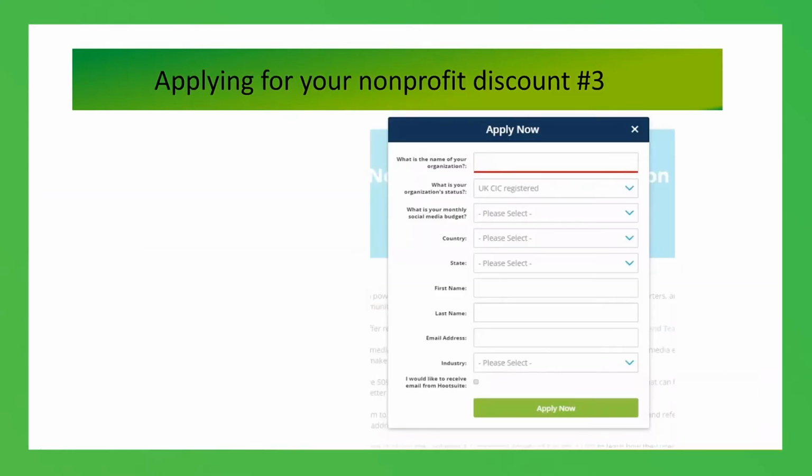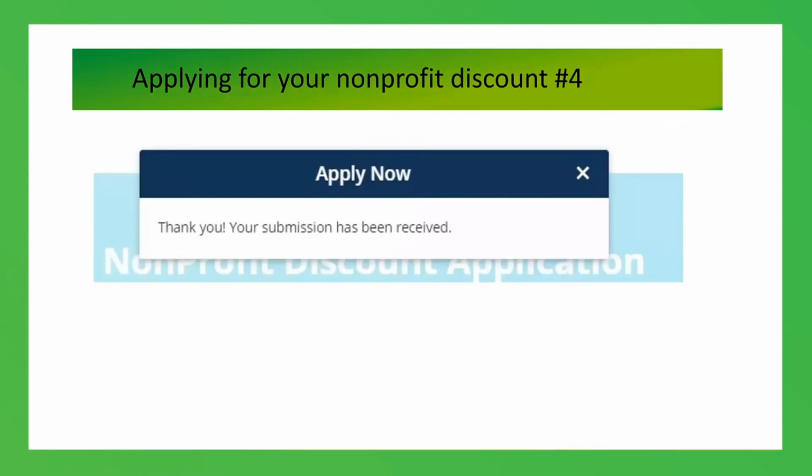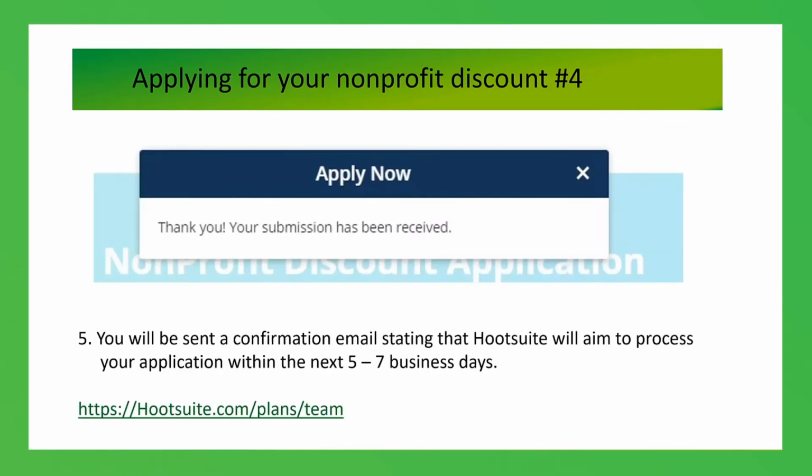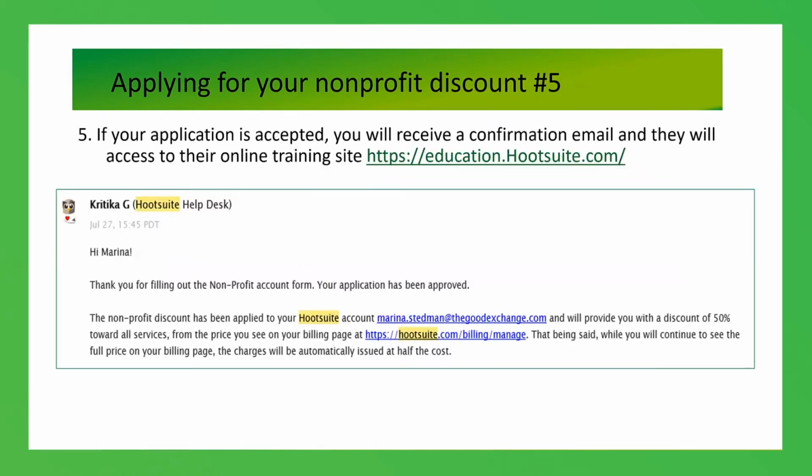Then again, fill in a form about what your organisation's status is, where you're based, what you do, and click on apply now. So this pop-up will come and you'll get an email confirmation from Hootsuite saying, thank you for your application. We aim to process it within the next working week. When your application is accepted, you'll get an email like this. Your application has been approved. And then what it means is on your billing page, you will only be billed for half the price that you see.